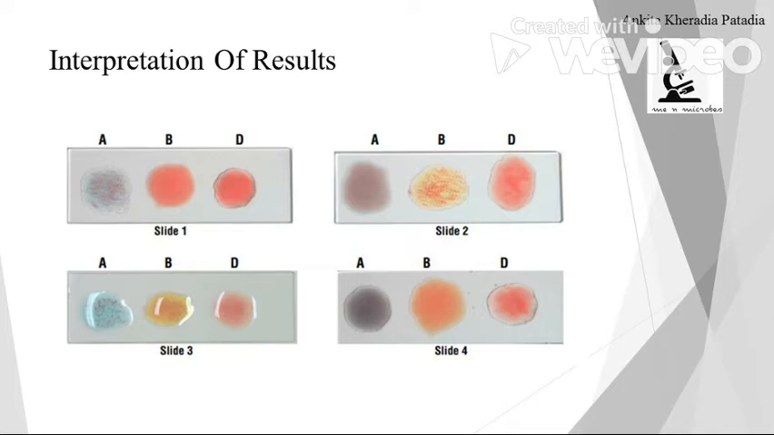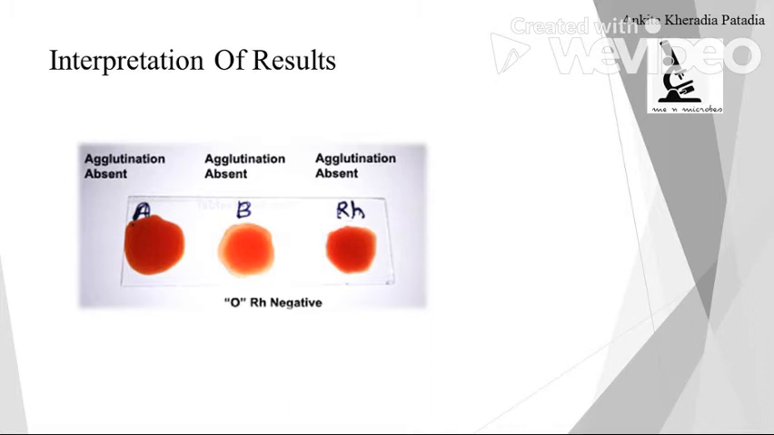This picture is showing that neither A nor B and RH is also not showing clumping. So the blood group is O negative. So in this way you have to observe the results. I hope all of you are now clear with the discussion.